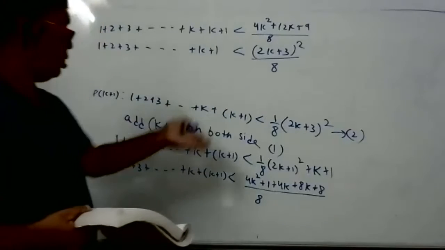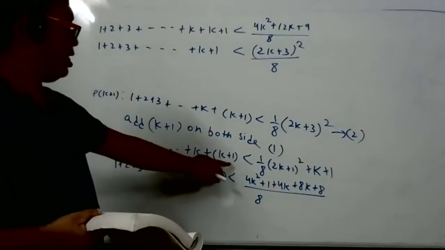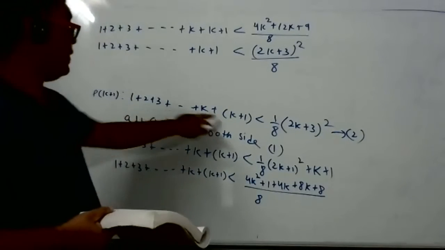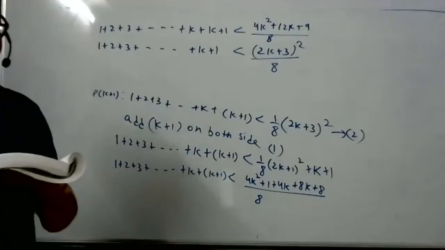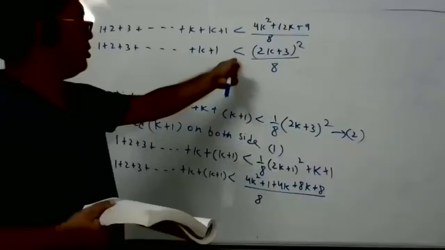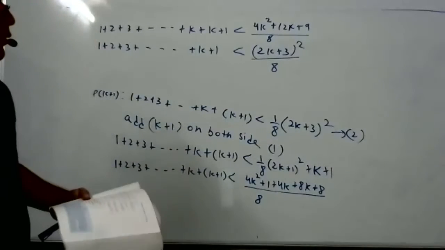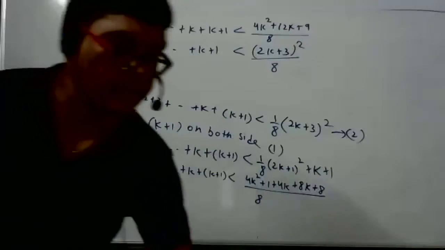Now we proved that P of k plus 1 is true. We have to prove P of k plus 1 is true. So what we have to prove? 1 plus 2 plus 3 up to k plus 1 is less than this. We proved that now. Just we have to prove P of k plus 1 is true, so we proved that much.